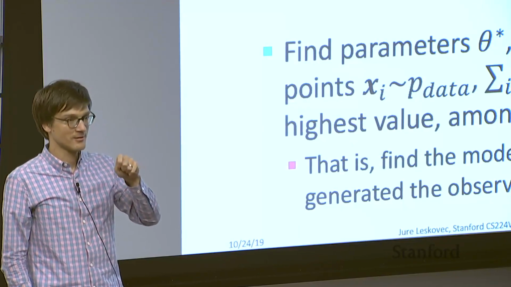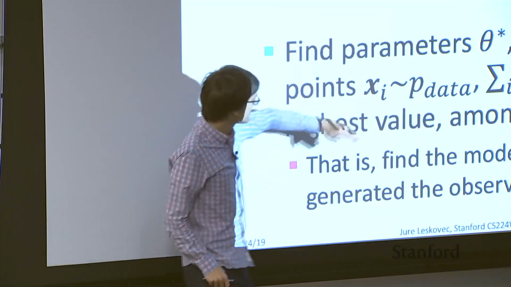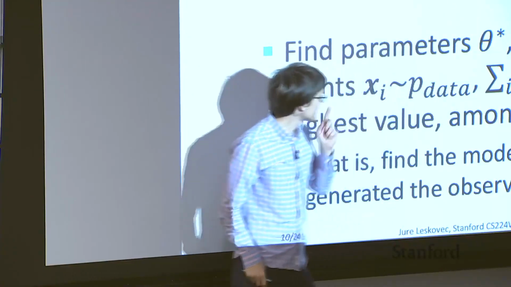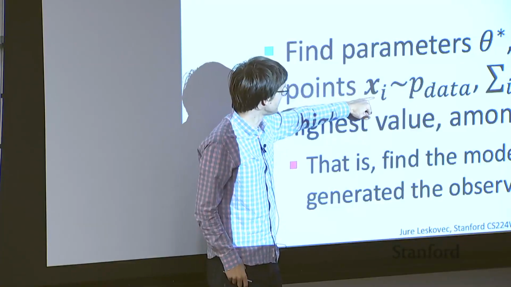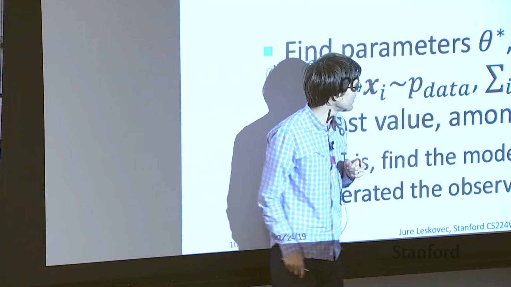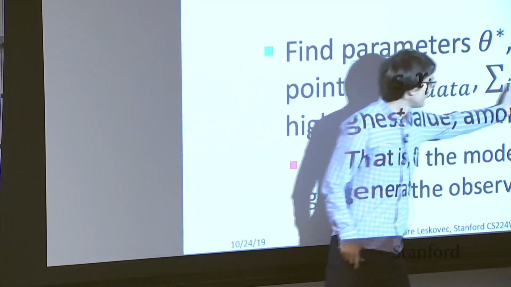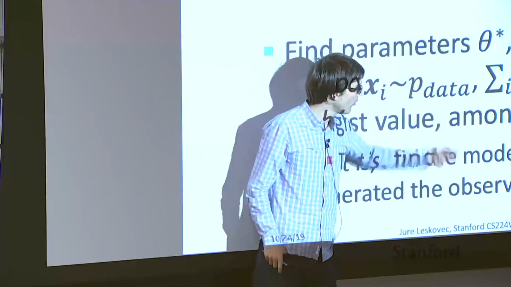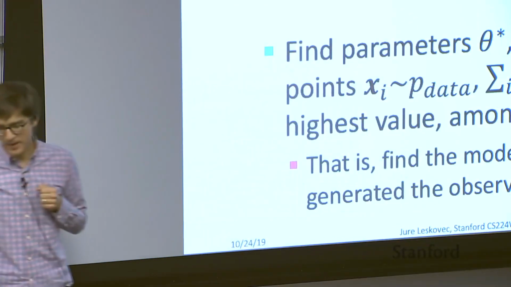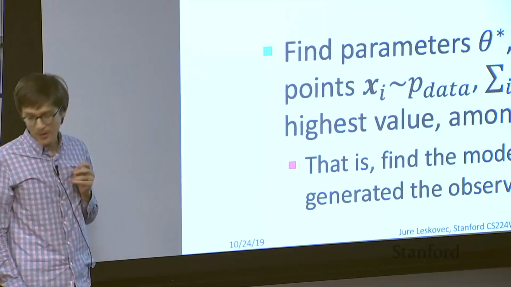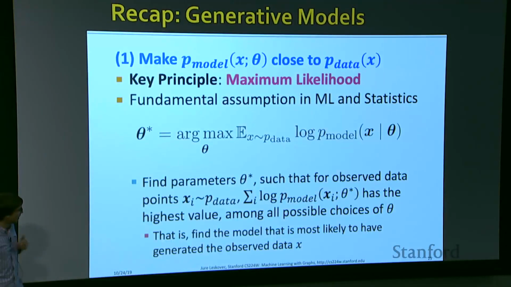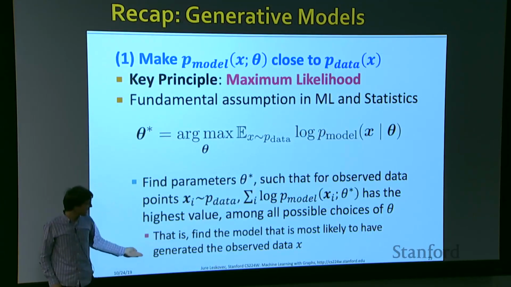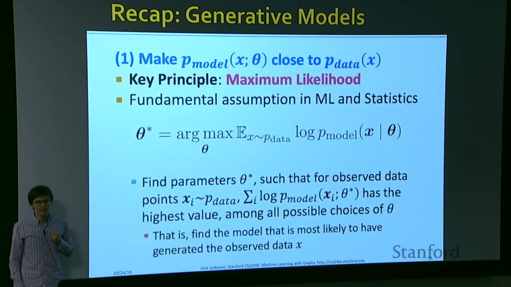Sorry, question? No? All right. So our goal is to find parameters, we'll call them theta star, such that for the observed data points that come from the P data distribution, the sum of their log probabilities has the highest possible value among all possible choices of my parameters. And this is what is called maximum likelihood. What does this mean? This means let's find the model that is most likely to have generated the observed data.